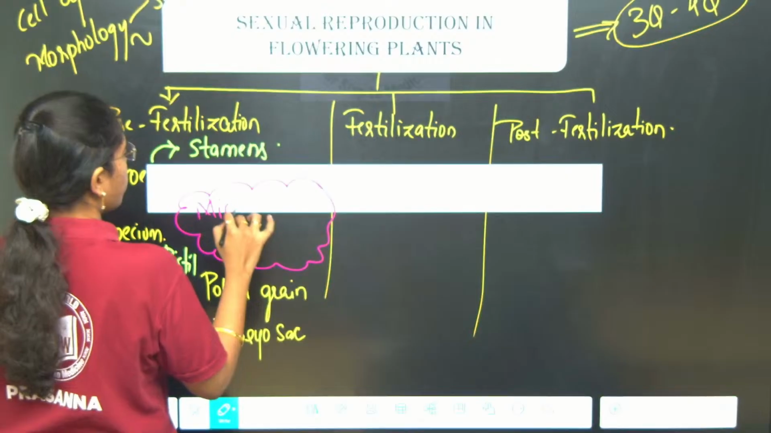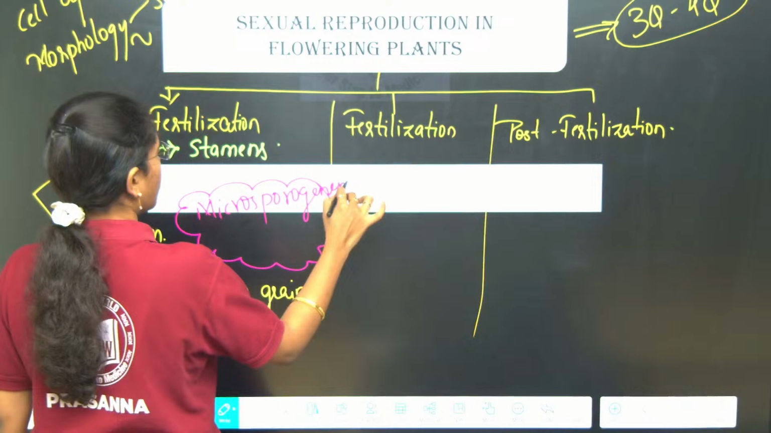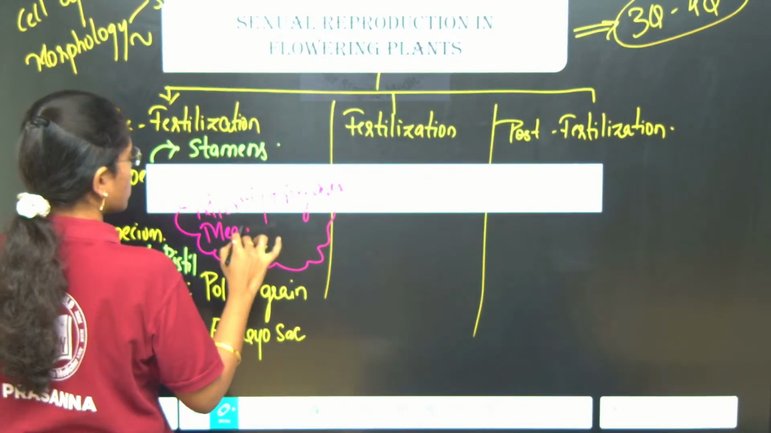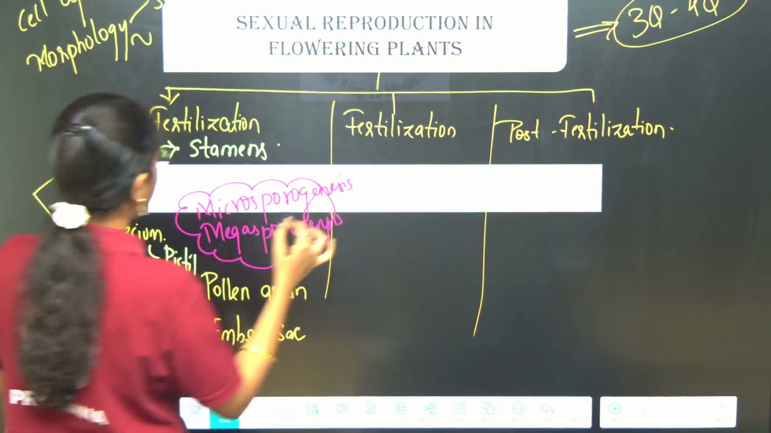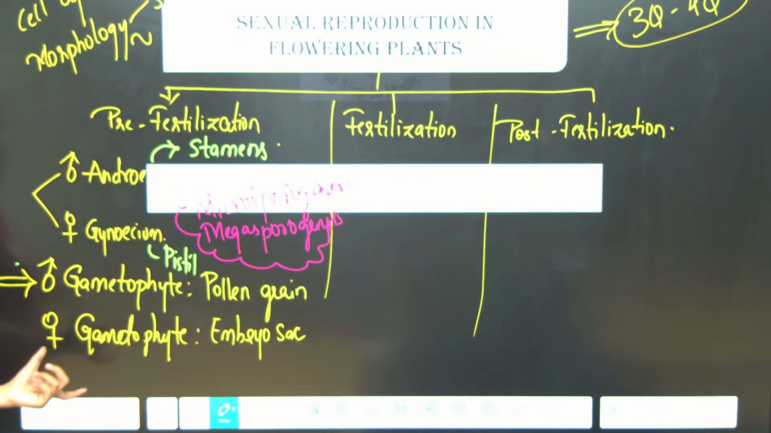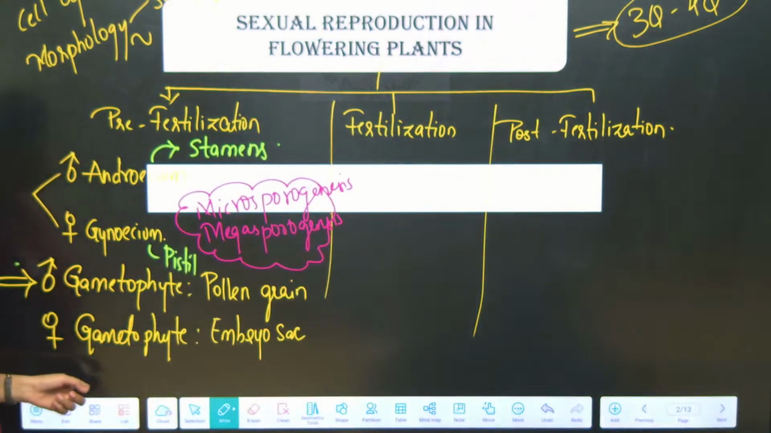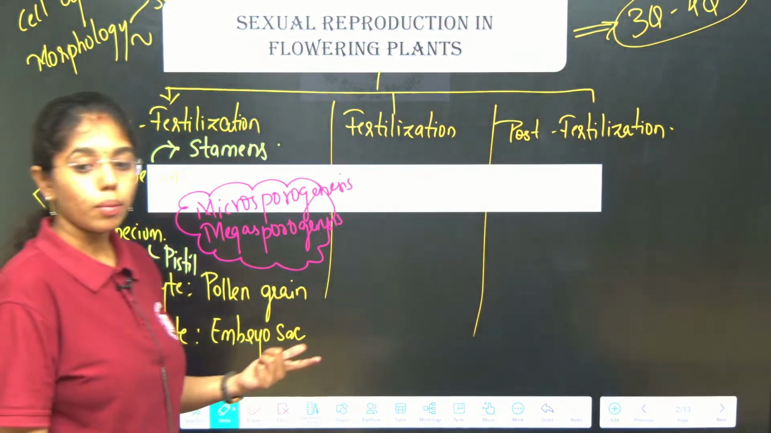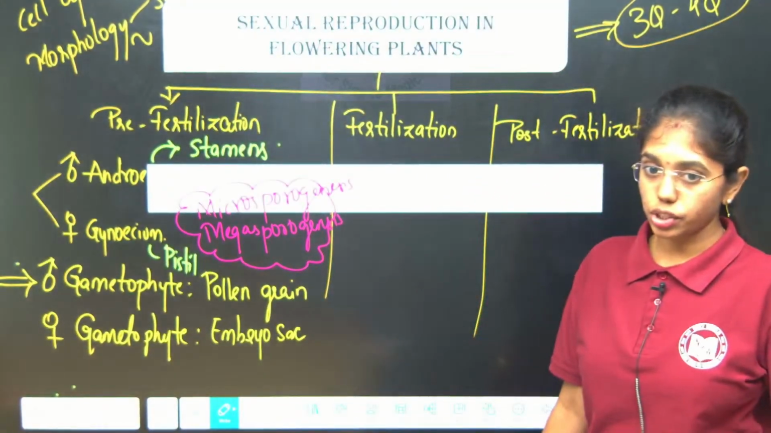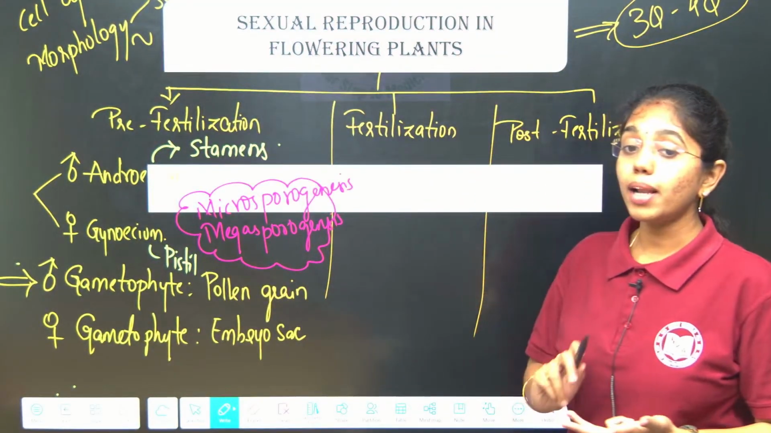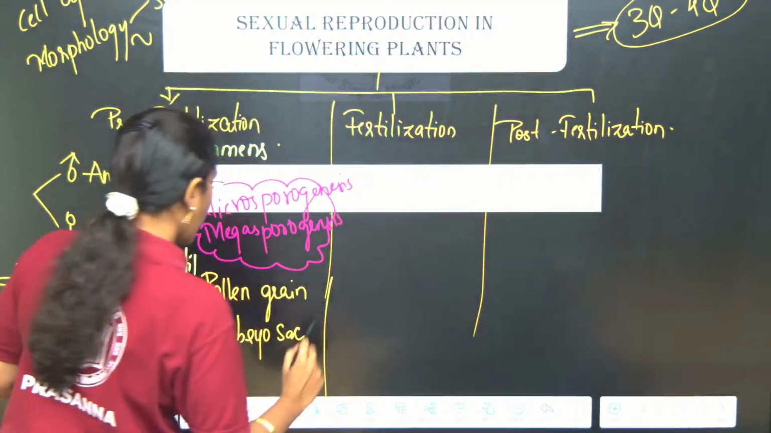Microsporogenesis and megasporogenesis. These are the concepts that you are going to finish under pre-fertilization events in sequence. Okay, now beta. After this, you will learn pollination, pollinating agents, both biotic and abiotic pollinating agents, and artificial hybridization, after which you will learn pollen pistil interaction and then double fertilization.